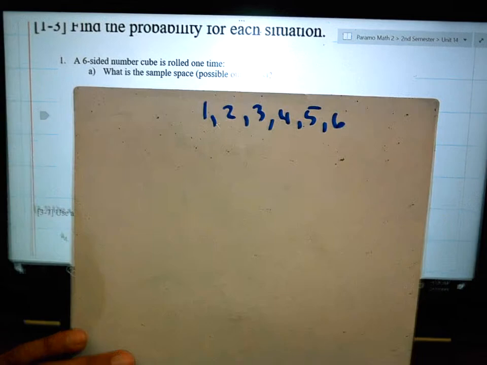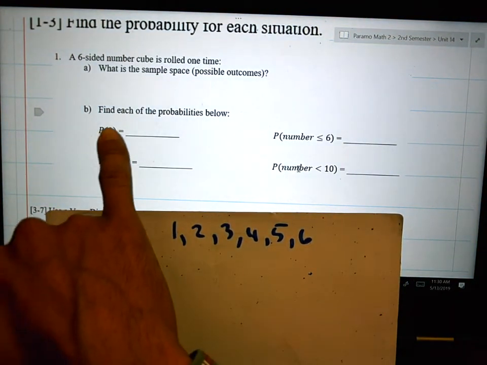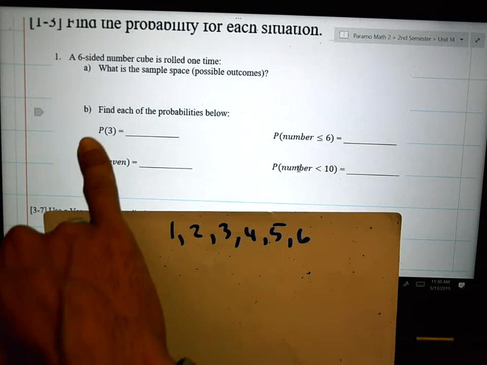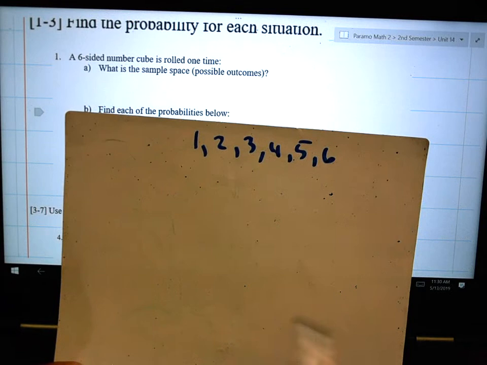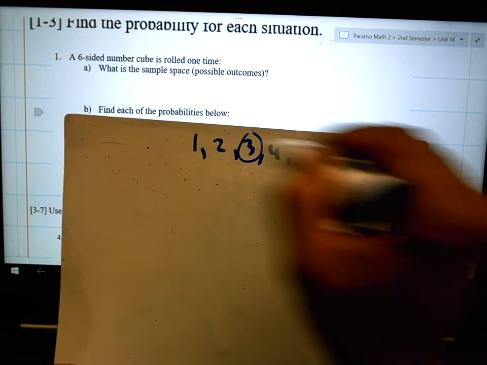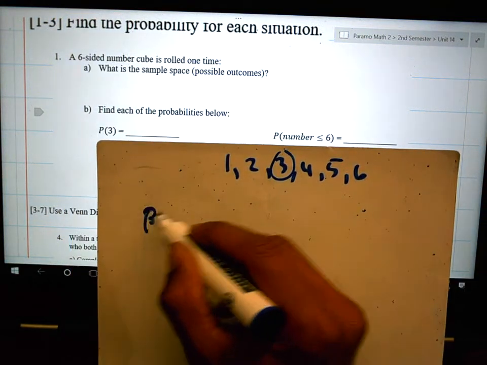The second question says, find the probabilities below. See how the P is there in 3? What they're saying is, what are the chances? What's the probability of rolling a 3? You can use your sample space by saying there is one chance out of how many to get a probability of a 3.